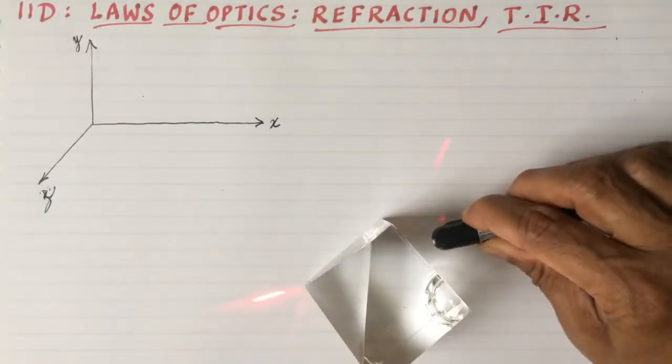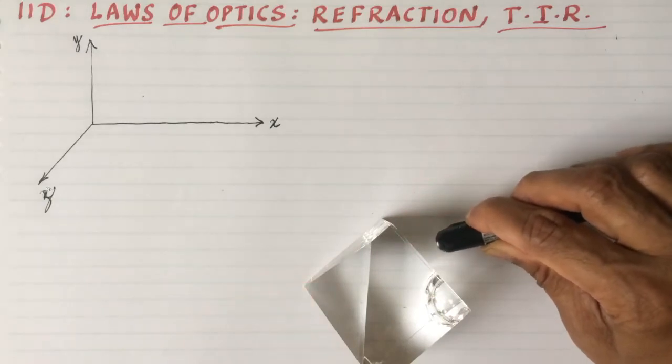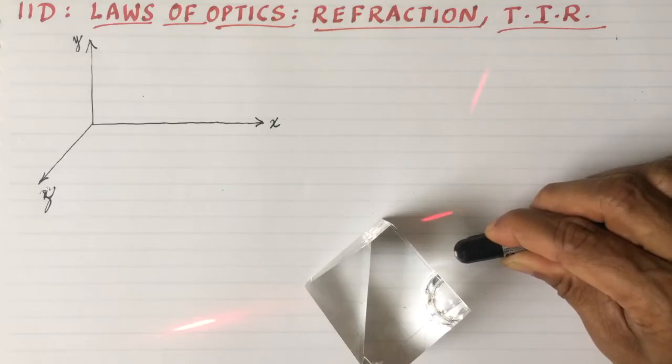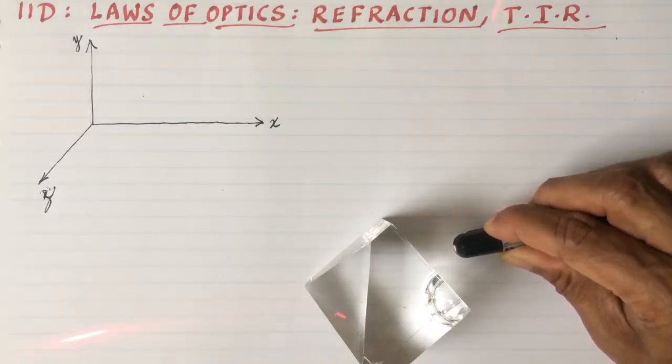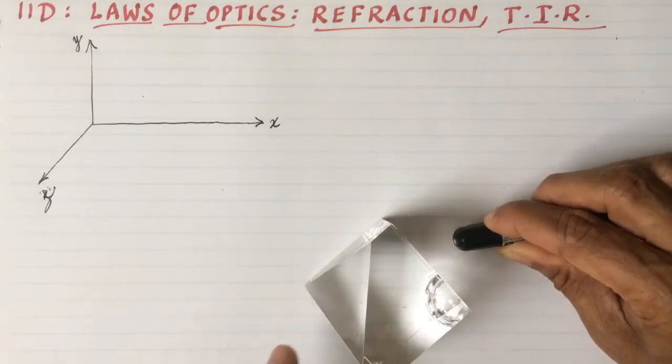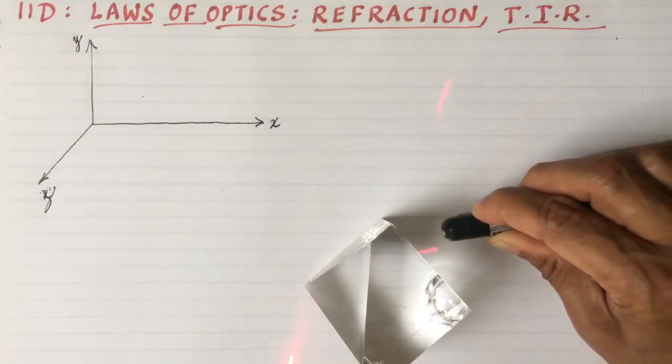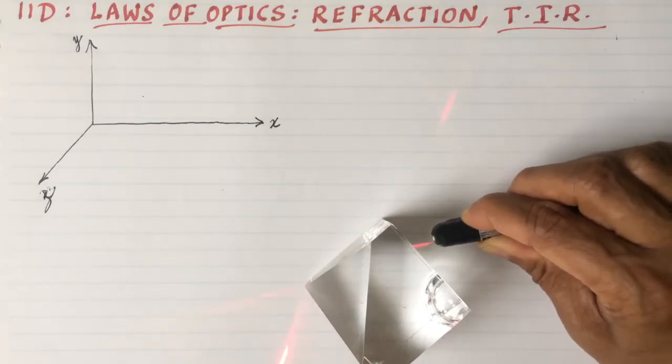Well, several things are happening at this point. You can see that a portion of the beam of light just simply reflects off the top surface, and then another portion of it gets refracted. You can see that the bending is away from the laser pointer direction. This bending or refraction of light is an important property of light.